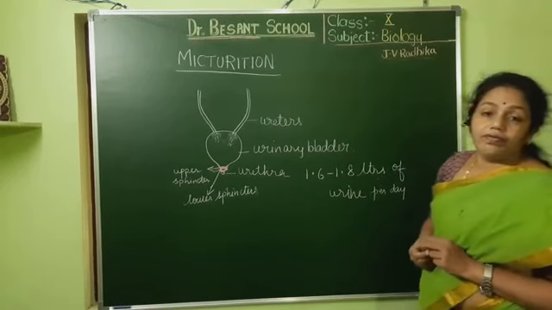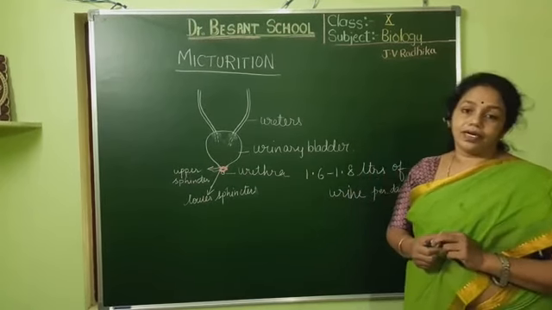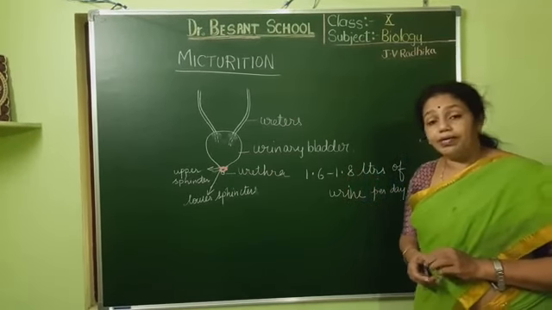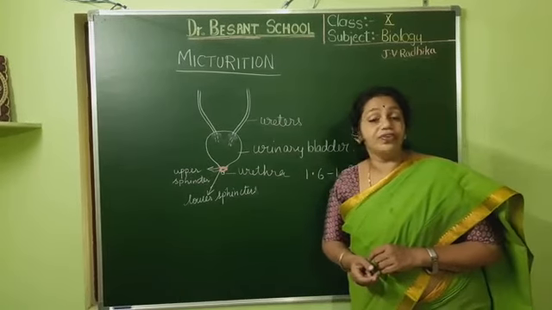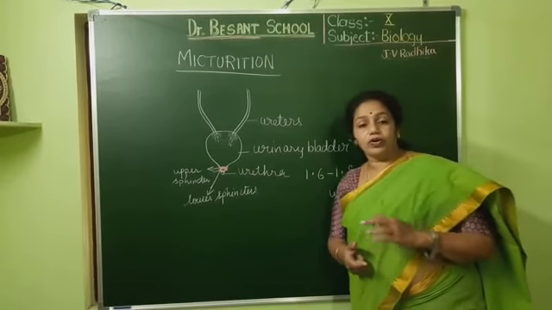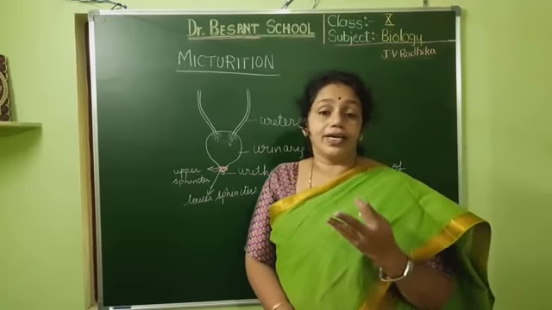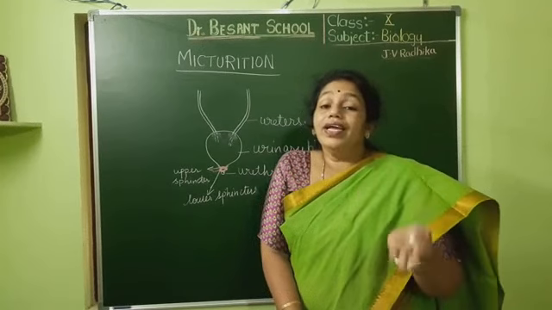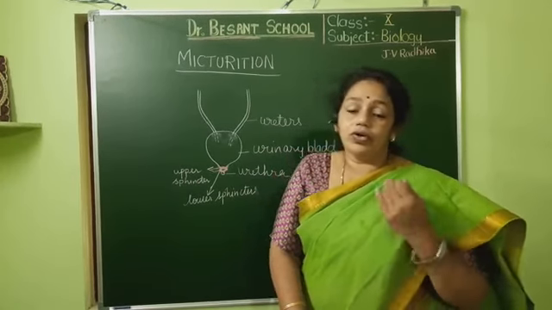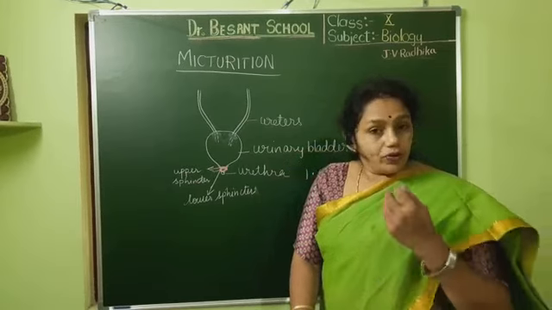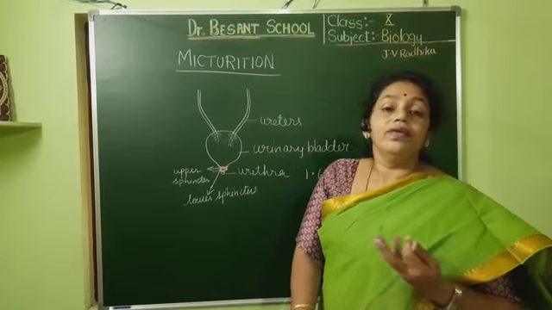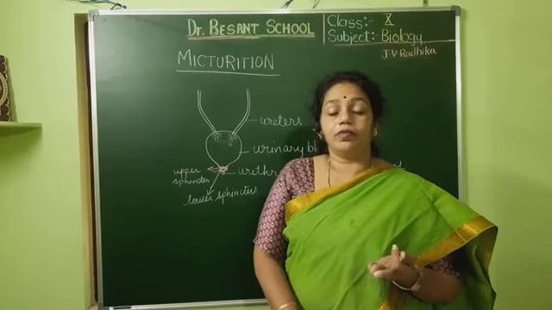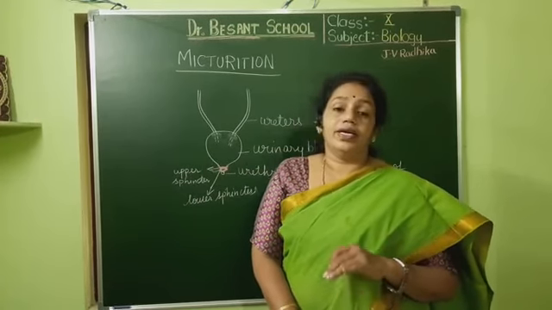An average adult passes 1.6 to 1.8 liters of urine per day, but this will vary depending upon the type of food we consume. If we consume more fruit juices or other fluids like water, the amount of urine would increase. If we don't, it will be reduced. Even during the winter, as sweat is lesser, more urination can be observed. In summer, the urination could be reduced.